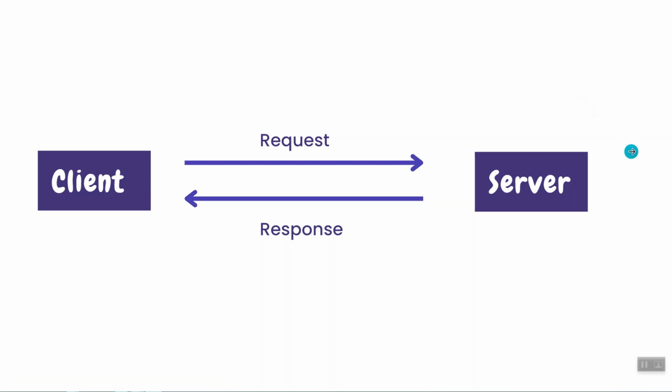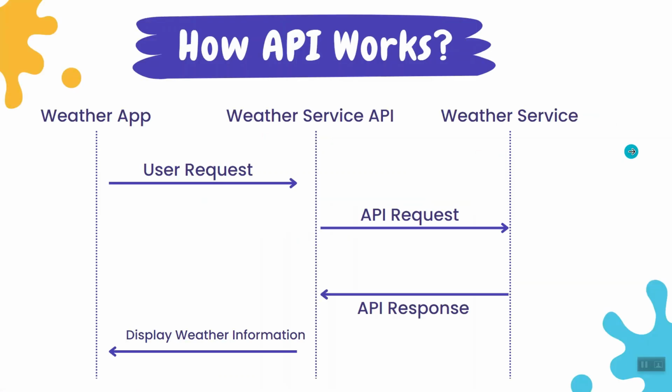Now let's see how an API works. Let's take one real world example. Imagine you have a weather application on your smartphone that provides you with current weather information. The app doesn't generate this weather data itself. Instead, it relies on a third party weather service. The communication between the weather app and the weather service is facilitated through an API.